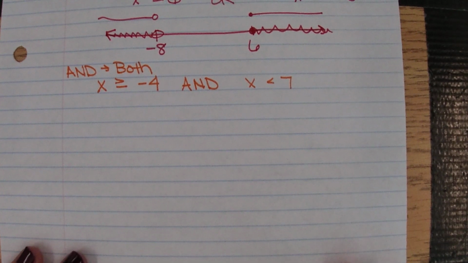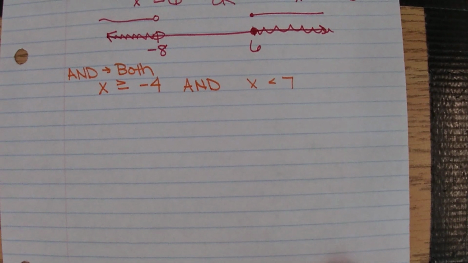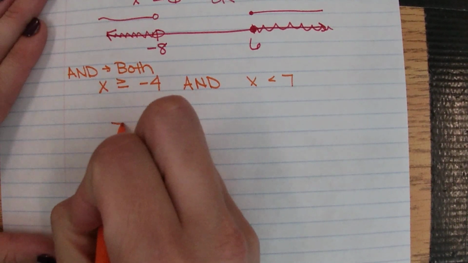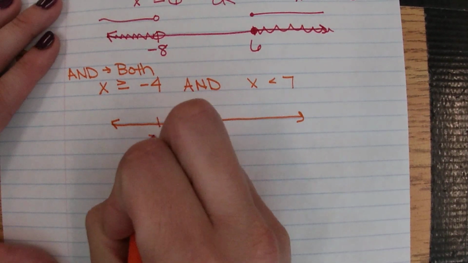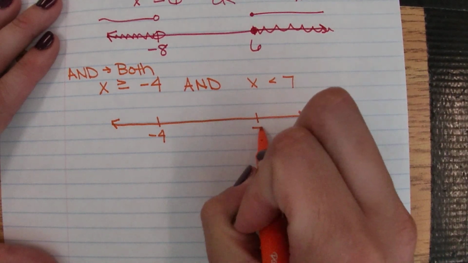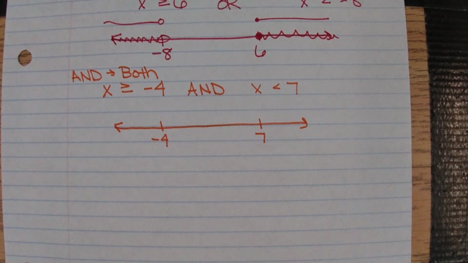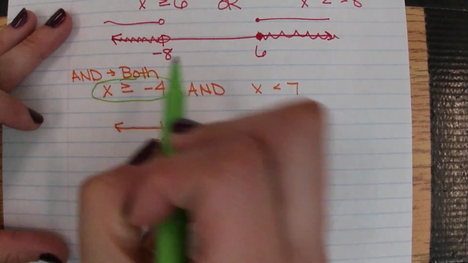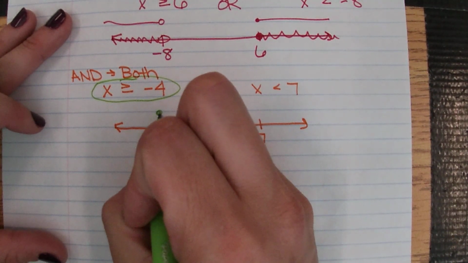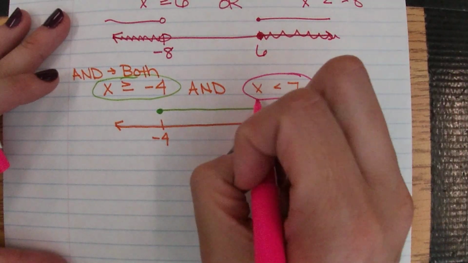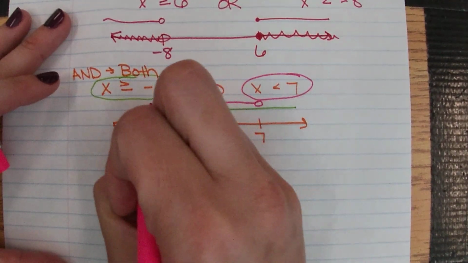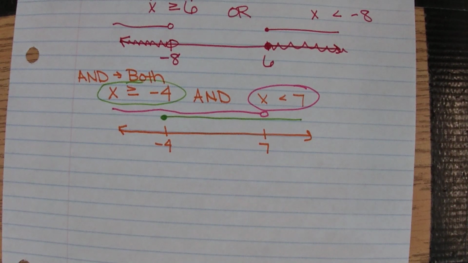Okay, so if we are getting both of them, we want to make sure we are considering what that looks like on the number line for both of them. So we're going to start this out the same, where my -4 is smaller going on the left, my 7 is going on the right. Okay, so this is a filled in circle shaded to the right. And this is an open circle shaded to the left, right? I'm just kind of looking at what's happening.